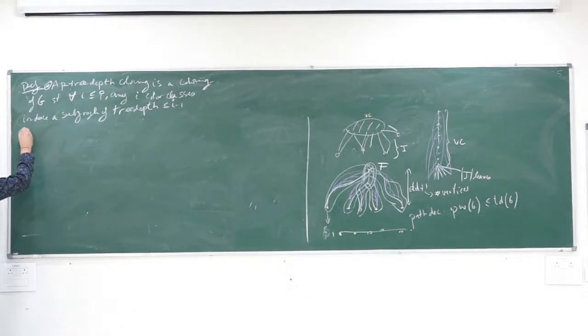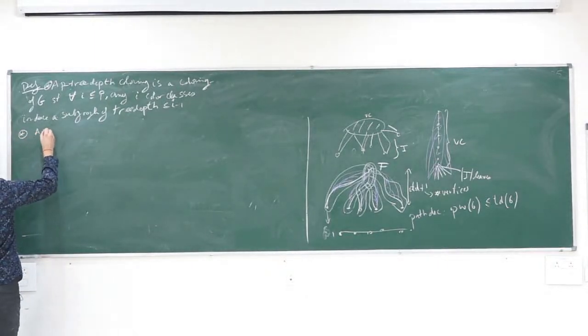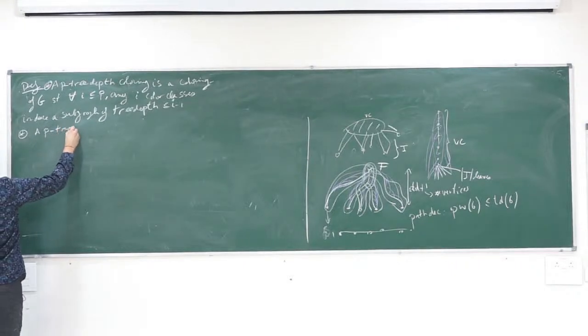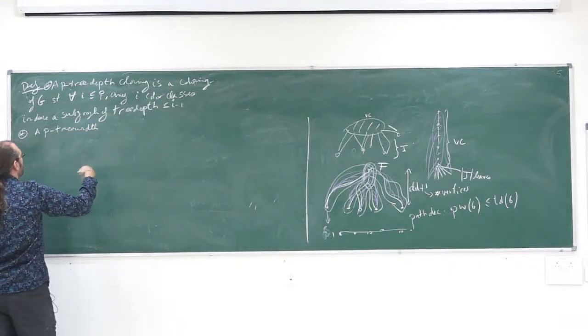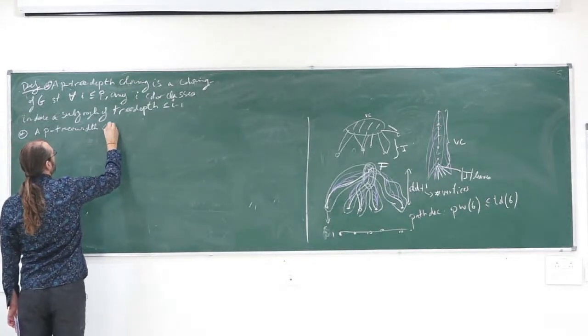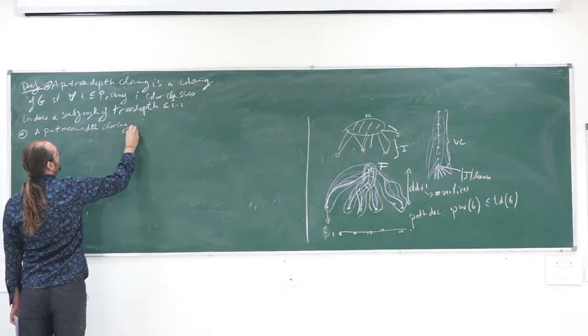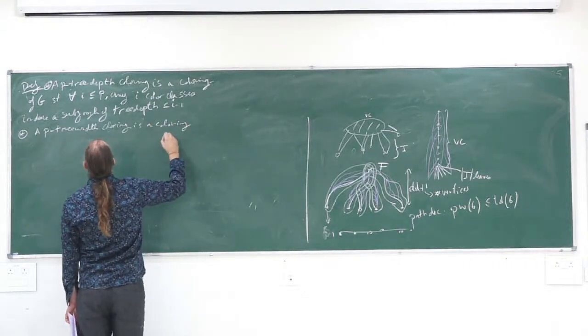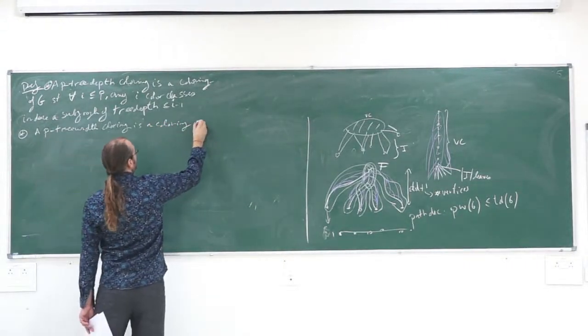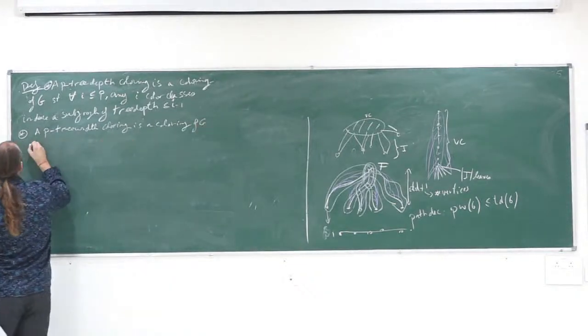You can have the same notion for treewidth. These things are called low treedepth colorings or low treewidth colorings. It's a coloring of G. Same thing, but with treewidth now.